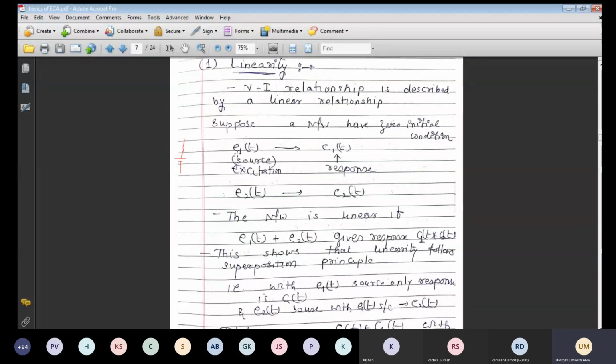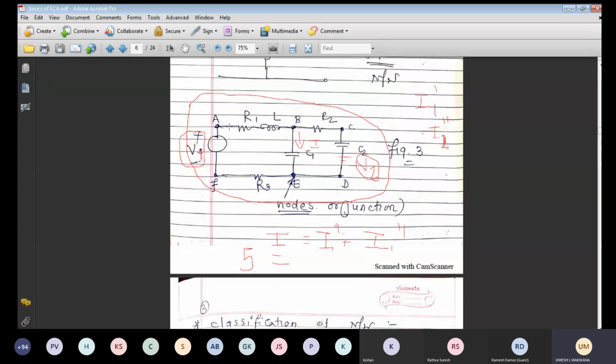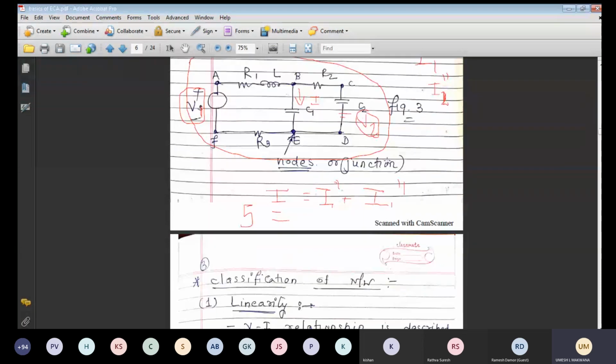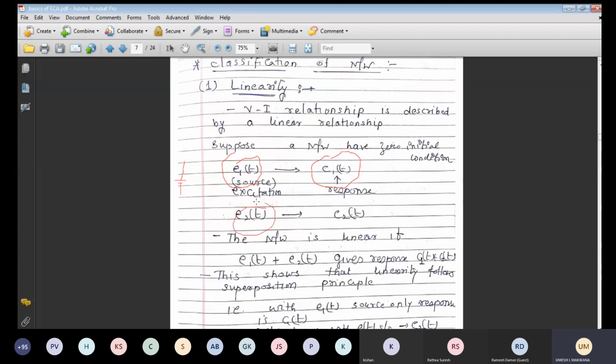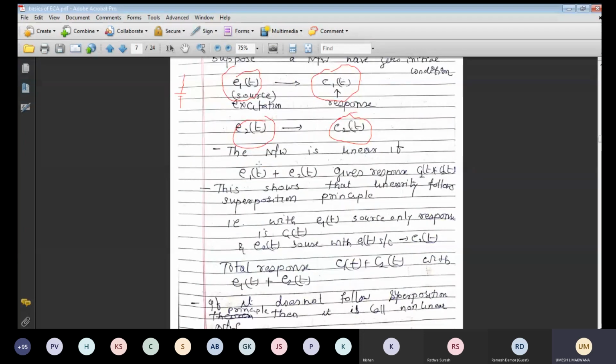So I can say that this is the source and this is the response. With the source V1, your response is I1 dash. Here also, with the source E1, your response is C1, and with the source E2, your response is C2. Now if we apply E1 plus E2 simultaneously, the response is given by C1 plus C2.